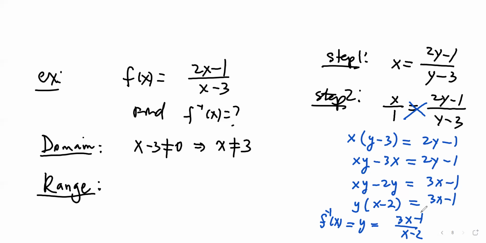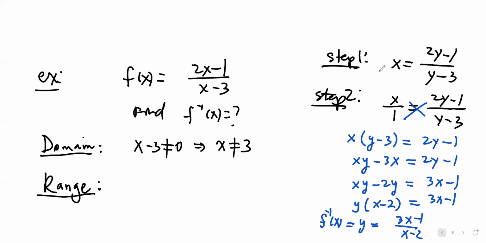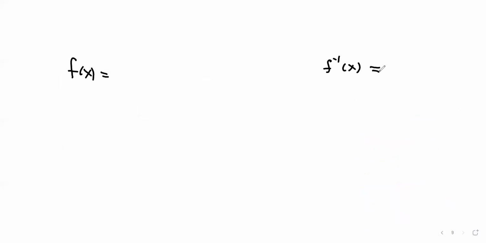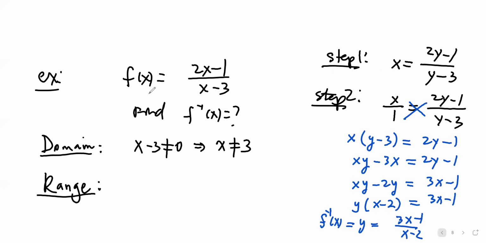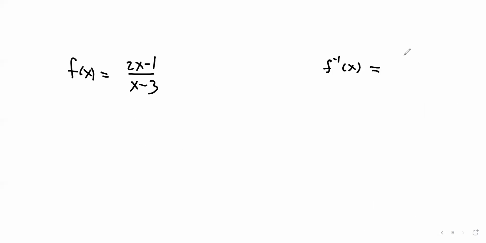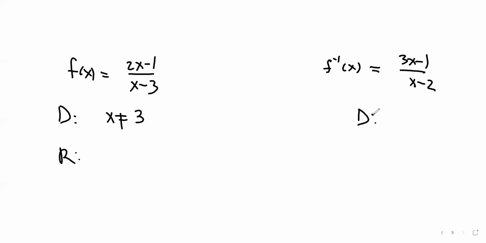So let me actually go to the next page, and I can do that over there. So here is my original function, and here is my inverse function. The original one is 2x minus 1 over x minus 3, and then the inverse function is 3x minus 1 over x minus 2. The domain here was x cannot equal 3, and the range we didn't know. And the domain here is, the bottom cannot equal 0, so x cannot equal 2.